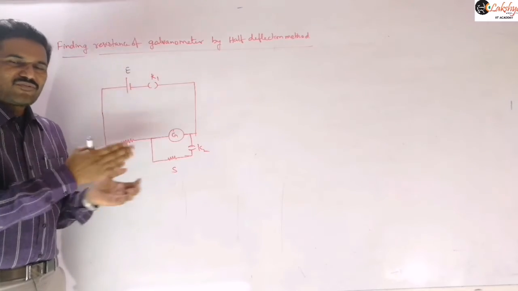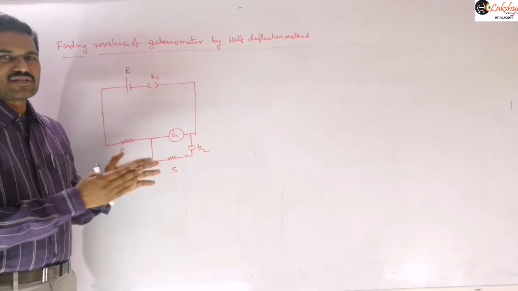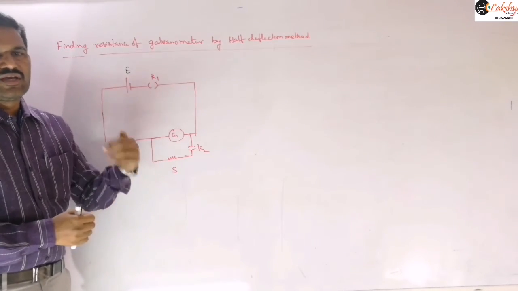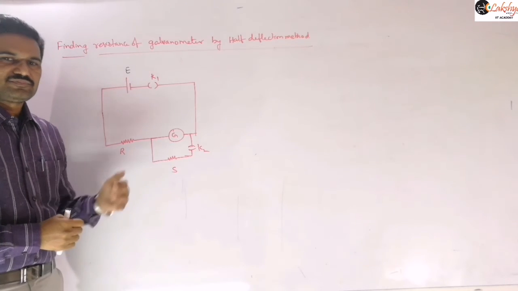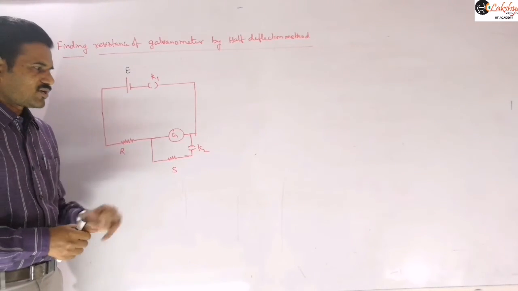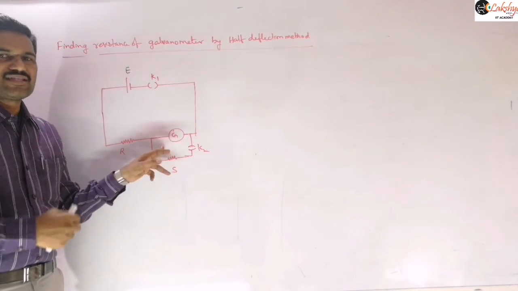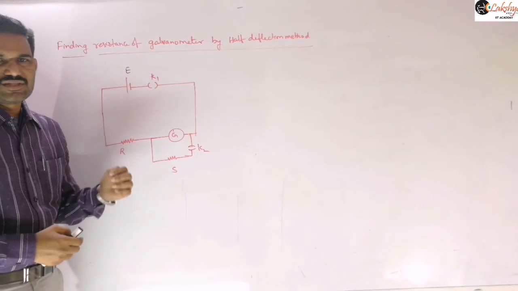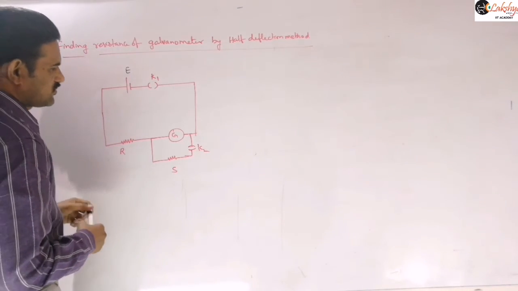So the deflection is reduced to half, and as we discussed already, I is proportional to theta, so the current should also be reduced to half. Then the current passing through the galvanometer will be Ig by 2, we need to write here, right? So that is the experimental procedure we need to write here.